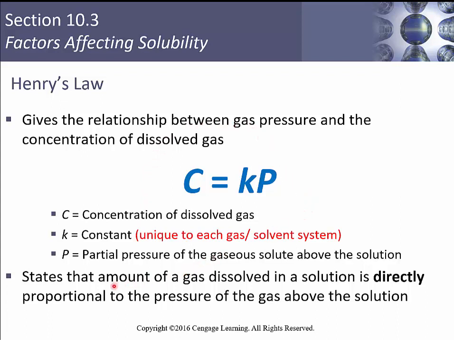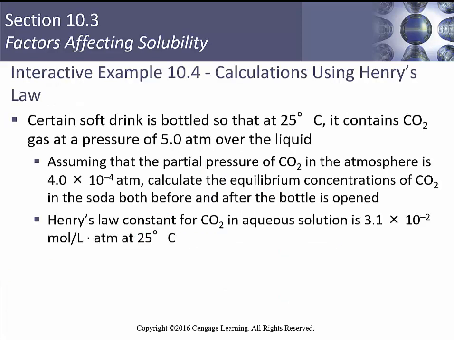But it's going to say that the amount of gas dissolved in a solution is directly proportional to the pressure of the gas above the solution. Right, let's look at an example. So we've got a soft drink. It's bottled so that at 25 degrees C, a little bit above room temperature, it contains carbon dioxide at a pressure of 5 atmospheres over the liquid.